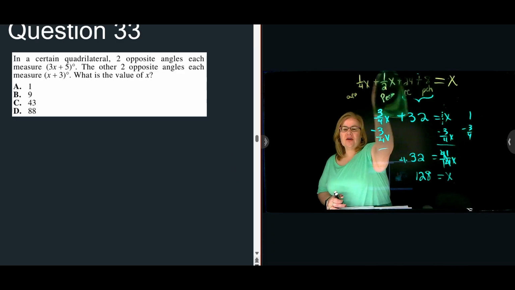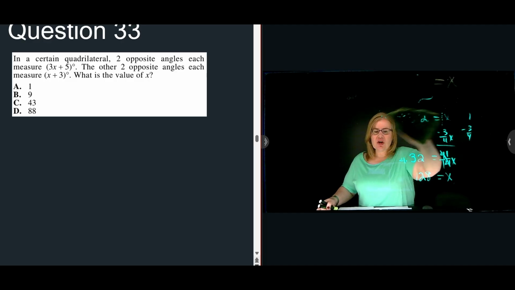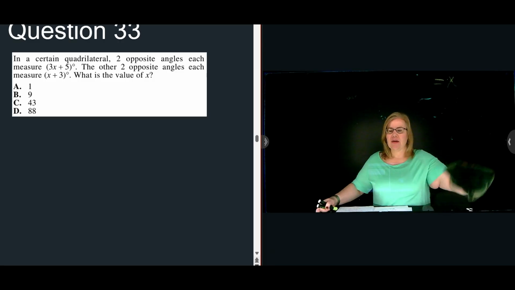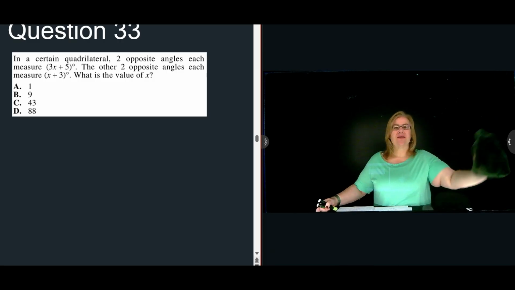All right, so we have question 33, and it says, in a certain quadrilateral, which we know has 4 sides, 2 opposite angles each measure 3x plus 5 degrees. The other 2 opposite angles measure x plus 3 degrees. What is the value of x?